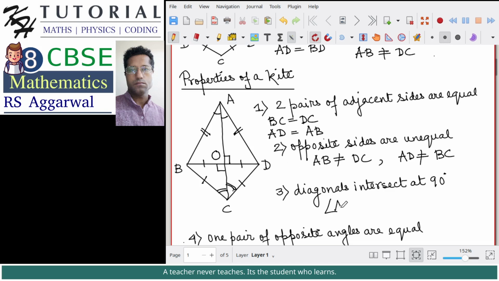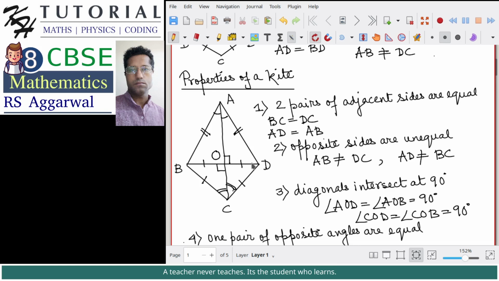Since the diagonals are intersecting at right angles, angle AOD will be equal to angle AOB, which will be equal to 90 degrees, and also we will have angle COD equal to angle COB equal to 90 degrees. Now regarding the property that the diagonal AC divides the kite into two congruent triangles.